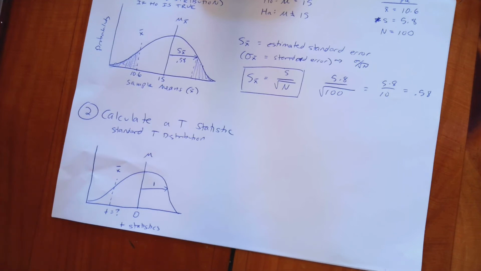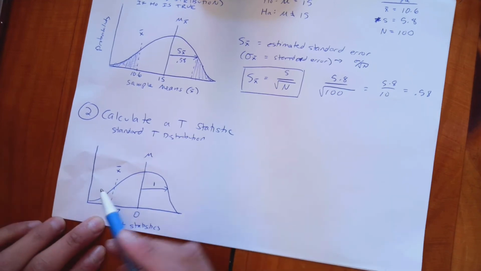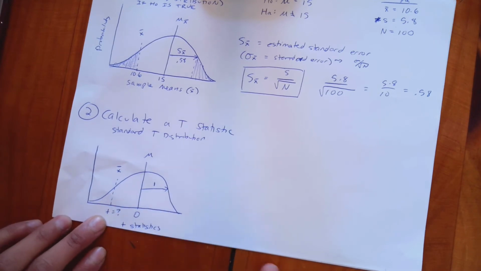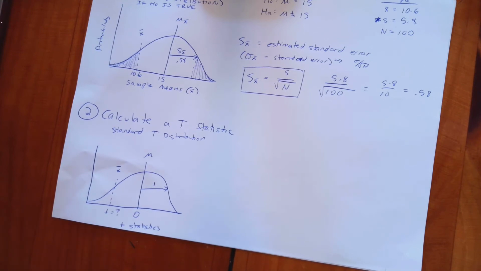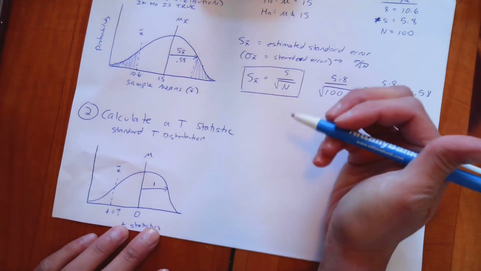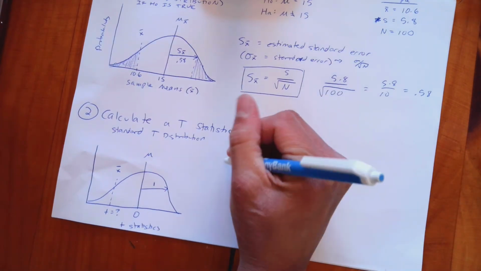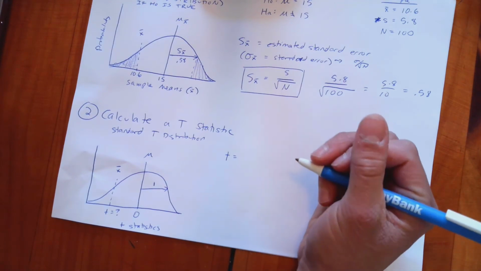So the next thing that we're going to do is calculate the t-statistic that corresponds to our sample mean. And so a t-statistic is equivalent to a z-score, except that it's plotted on a t-distribution instead of a normal distribution. Otherwise, everything about it is the same. And the t-statistic is given by the t-statistic formula that looks like this. Also a tongue twister.